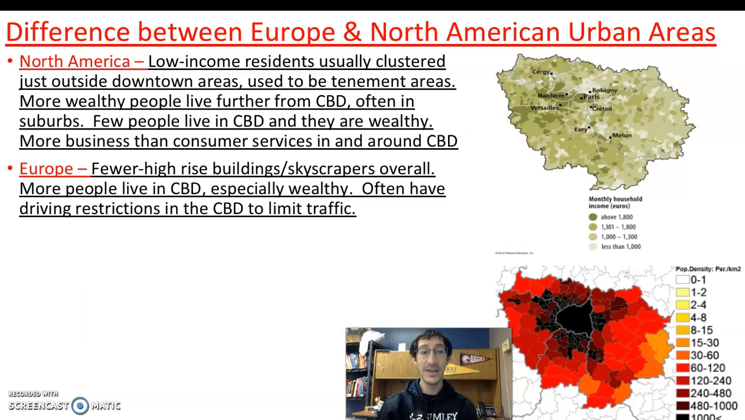In Europe, you have fewer high-rise buildings and skyscrapers overall in comparison. More people are living in the central business district, especially more of the wealthy people. We often see that they have driving restrictions in the CBD to limit traffic. Thus, you actually can't drive down a number of streets inside different European cities.